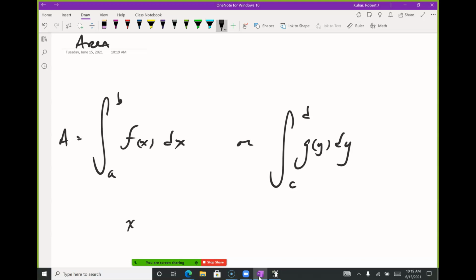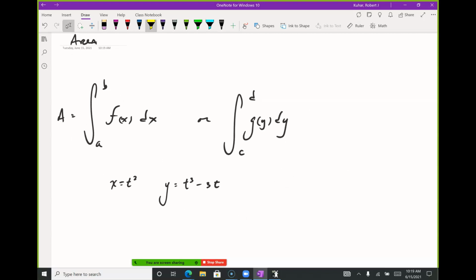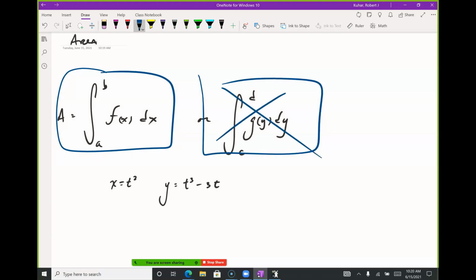So what did I have? I had x equals t squared, and I had y equals t cubed minus 3t. So what do you think? This is clearly this one, right? You agree, because x is my independent. X is the independent and y is the dependent. And it's f of x. So this is really my area equals a to b of y dx.